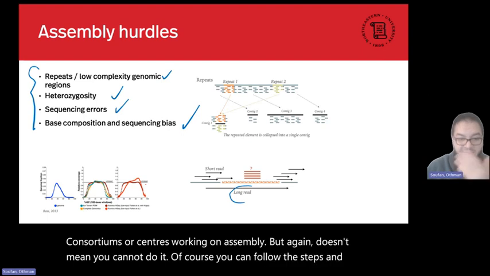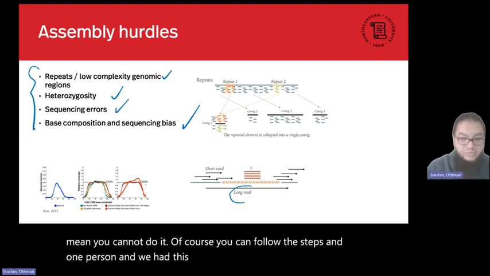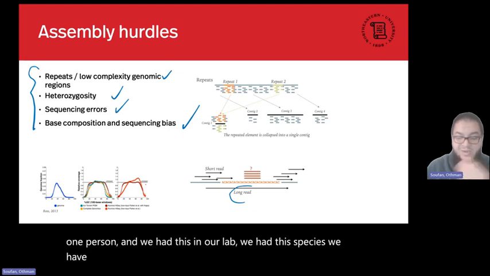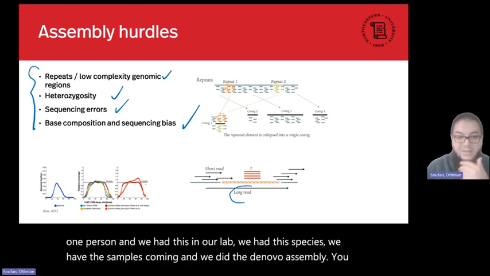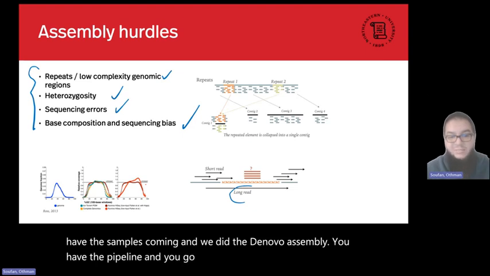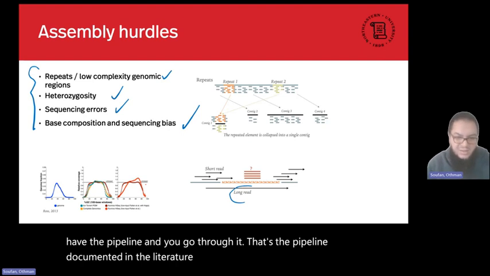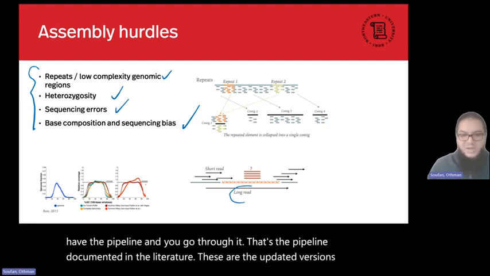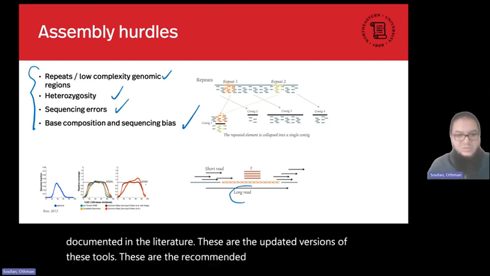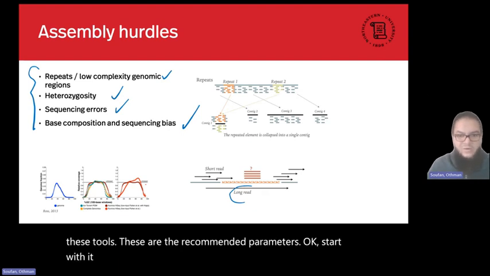Of course, you can follow the steps. And one person, and we had this in our lab, we had the species, we had the samples coming, and we did de novo assembly. You have the pipeline, and you go through it. That's the pipeline documented in the literature. These are the updated versions of these tools. These are the recommended parameters. Okay, start with it. Run it for a few hours, a couple of days on some server, done.